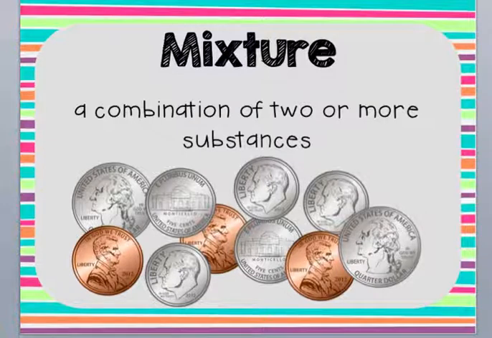Now let's talk about mixtures. We've already talked a little bit about this, but a mixture is a combination of two or more substances. In this case, we have a picture of a mixture of coins. We have some pennies and nickels and some quarters and some dimes. They're all coins, but they are different types of coins, and they are even made of different things.